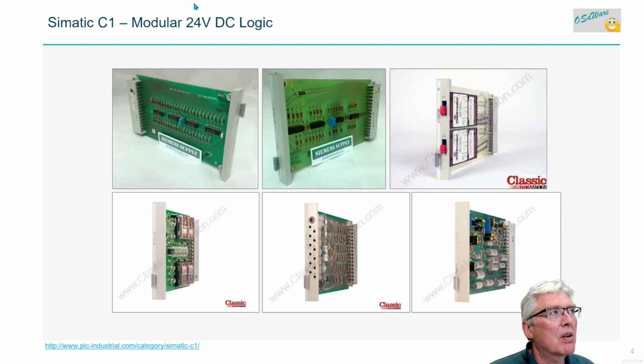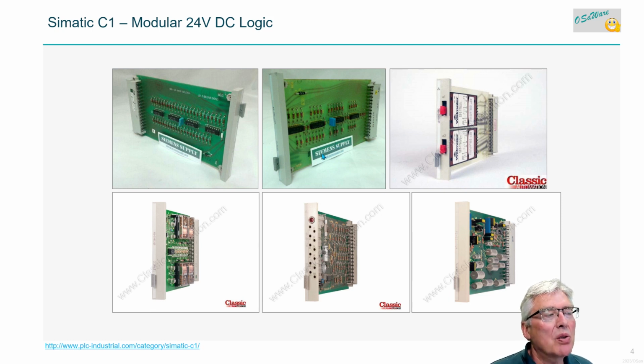So okay, then we look at SIMATIC C1. What they made is that they use these chips here, 24-volt logic, DC logic. They had resistors and capacitors for time delays, and relay outputs, and here are logic AND gates and OR gates and whatnot, and power supplies and timers.